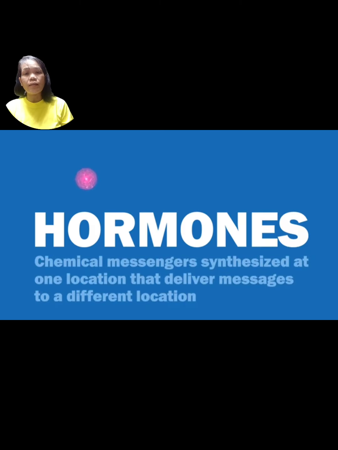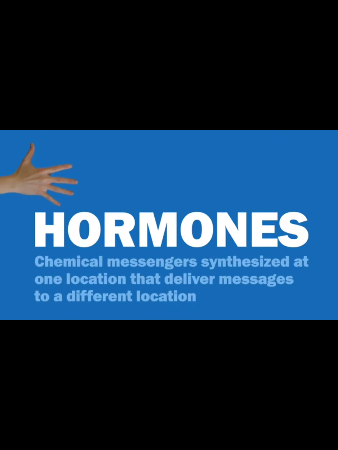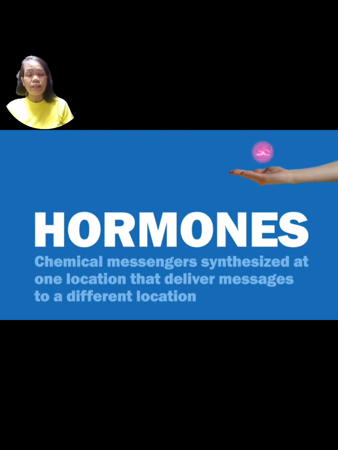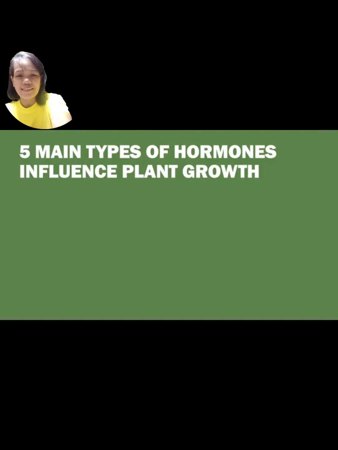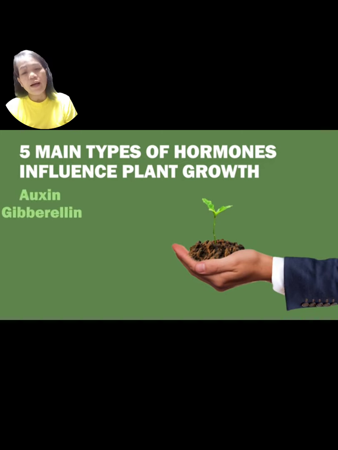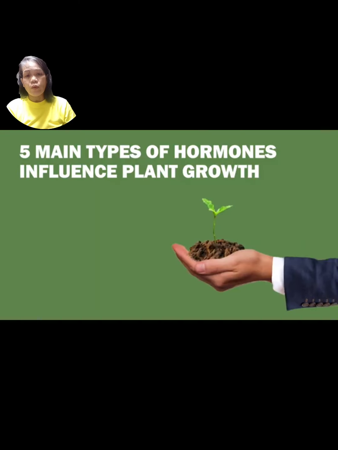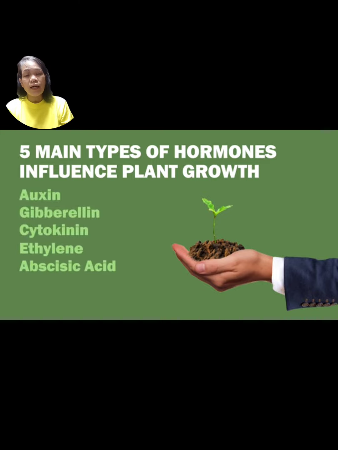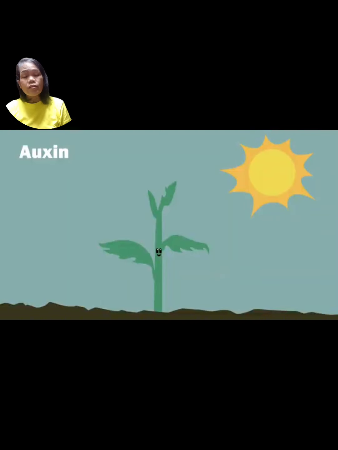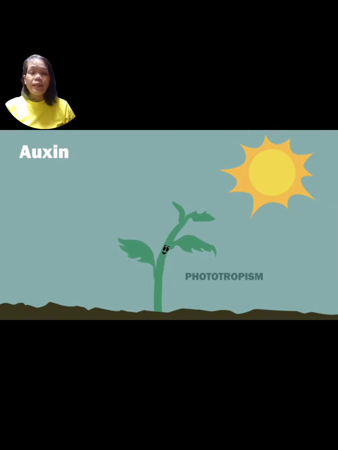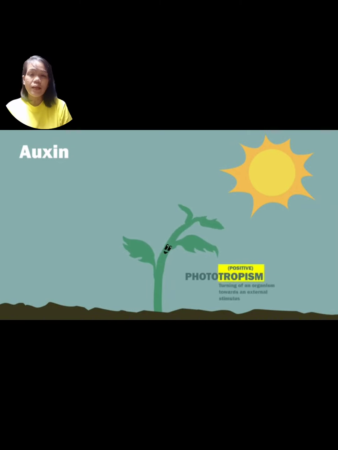A hormone is a chemical messenger synthesized in one location that delivers a message in a different location. And here are the 5 main types of hormones that influence plant growth. They are auxin, gibberellin, cytokinin, ethylene, and abscisic acid.